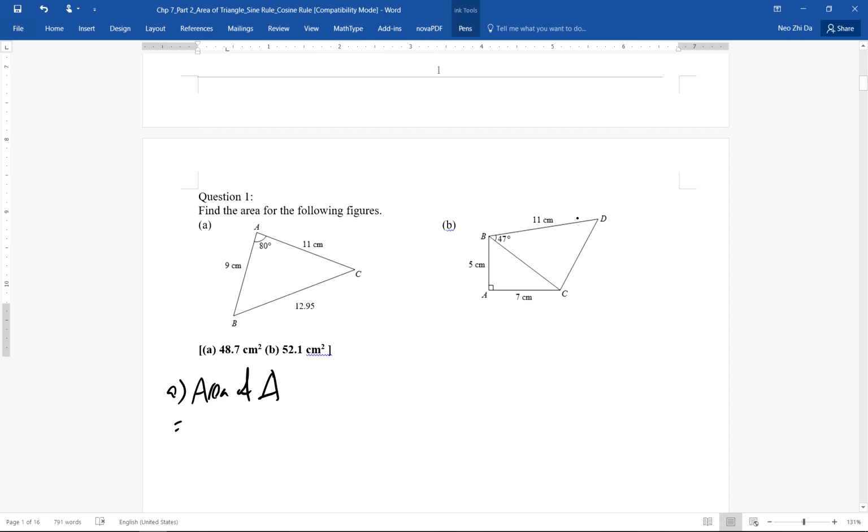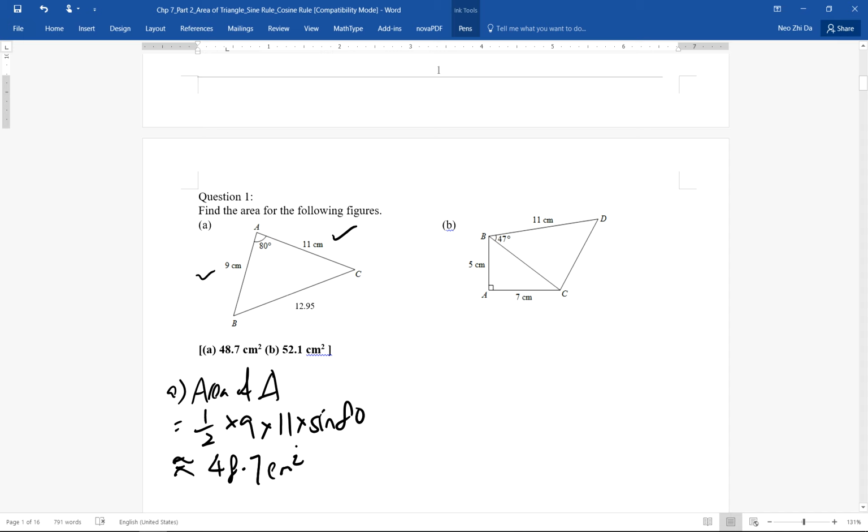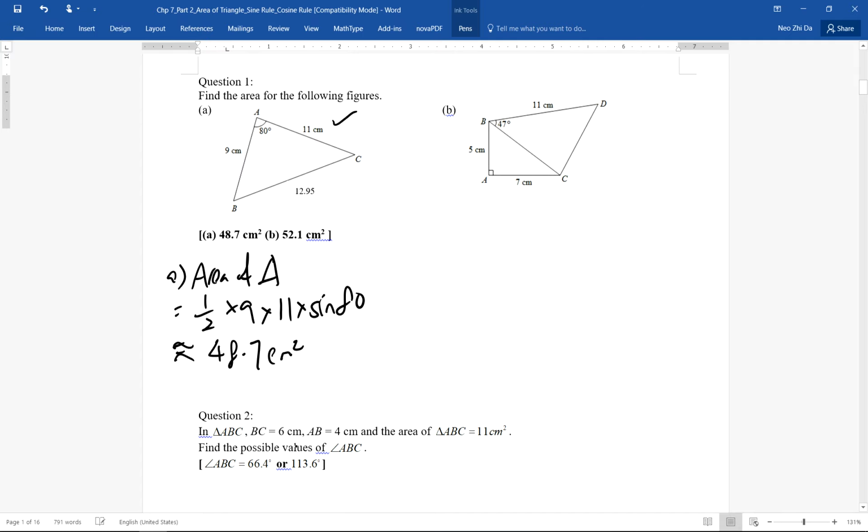Alright, so how to do this triangle? Okay, I'm given angle 80 degrees, right? So it has to be the two lines that join together to form 80 degrees. So it's this and this. So half times 9 times 11 times sine 80. Okay, the answer you will get, just round up to yourself. You get 48.7 centimeters square.